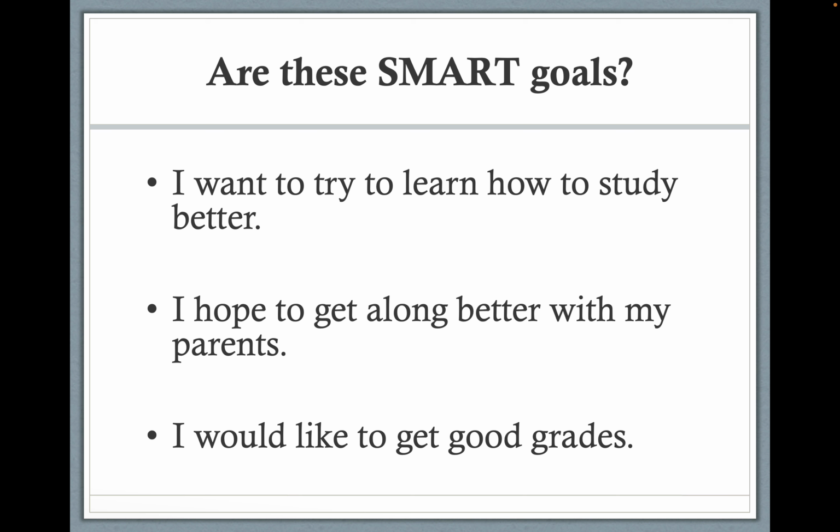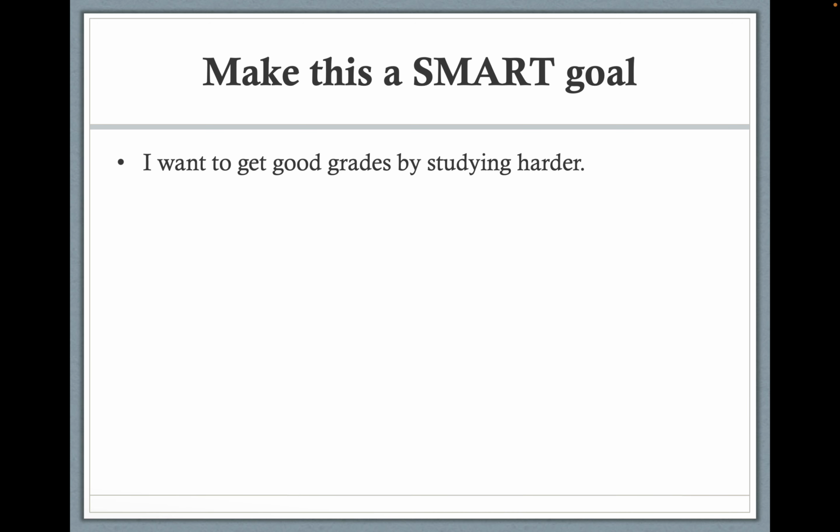I hope to get along better with my parents. Again, very subjective. It's not specific. Now, I will treat my parents better, or I will spend, let's say, this amount of hours with my parents every day. Now that is a goal that might lead you to getting along better with your parents, right? So again, wish, subjectiveness, those are all keywords that you must avoid, right?